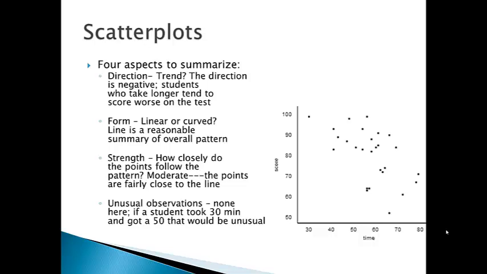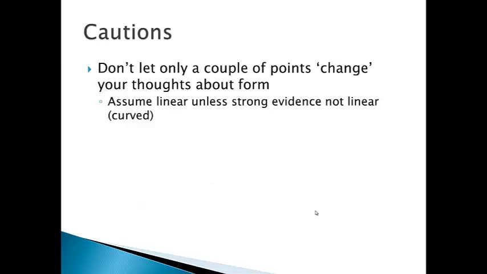And finally, unusual observations. There really aren't any here. But if a student had taken, say, 30 minutes and gotten a 50, that would be down here in the left corner of the graph, that would be an unusual observation, falling well outside of the range of typical data.